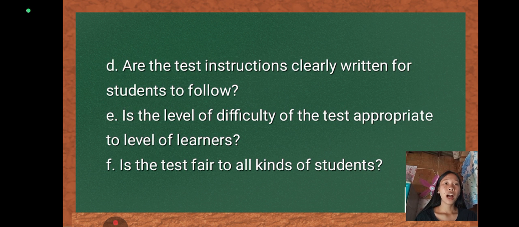Then letter D, are the test instructions clearly written for students to follow? Test instructions should be clear and easy to understand. E, is the level of difficulty of the test appropriate to the level of learners? The level of difficulty should be applicable for the level of the learners. Is the test fair to all kinds of students? This is very important also for students, to avoid any misconception.